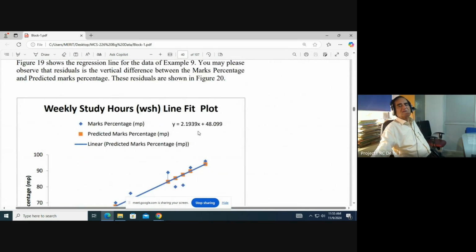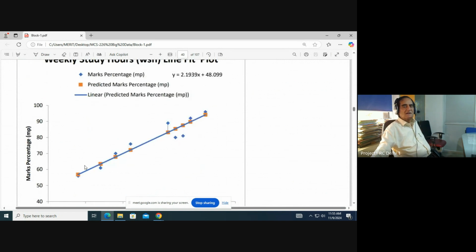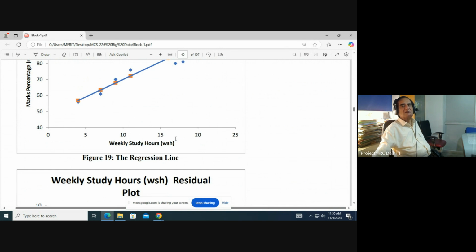Weekly study hours, line fit, ये ऐसे बना लिया है. Linear predicted marks percentage increases with the number of study hours increasing. So marks is increasing as you increase the study hours.